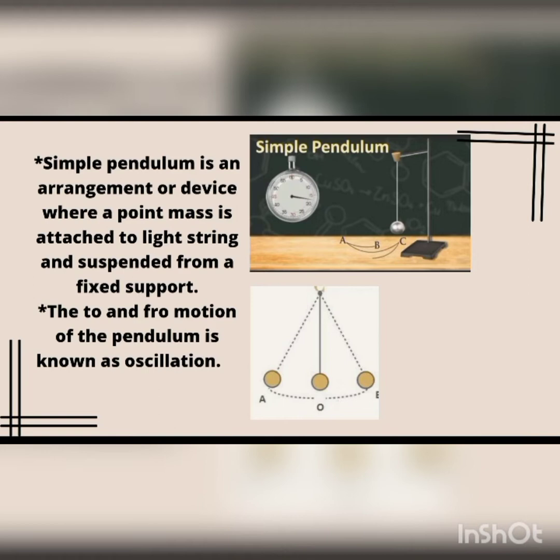If we slightly move this point mass to one side from its mean position, that is the point O in this picture, and release it, we can see this point mass moving to each side, just like the motion of a swing. This to and fro motion of the pendulum is known as oscillation. Now let's see this once again. Simple pendulum.